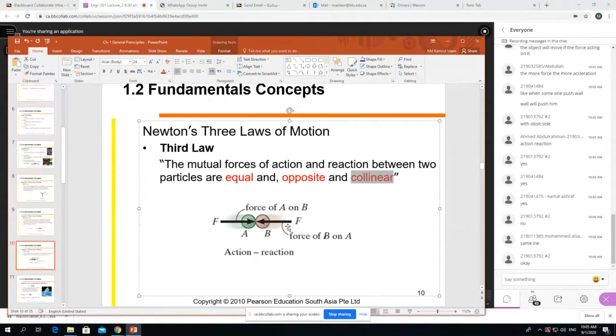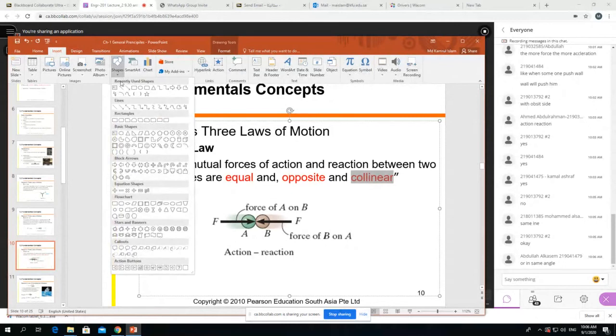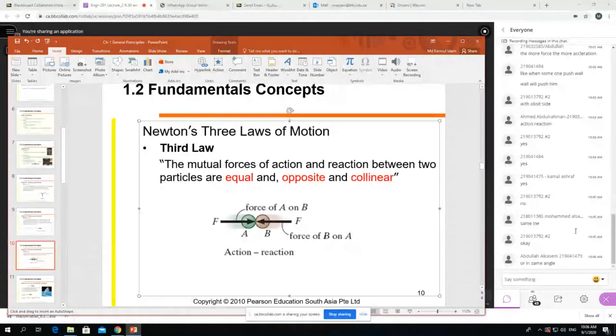Can we say in the same axis? Maybe. In the x-axis, it will be in the minus or plus direction, but opposite; it cannot go to the y-axis. You can say same axis, but it is not always going to be an axis, so we say collinear. I will show you an example. You cannot say it's in the same axis because sometimes it becomes an angle, like this force.